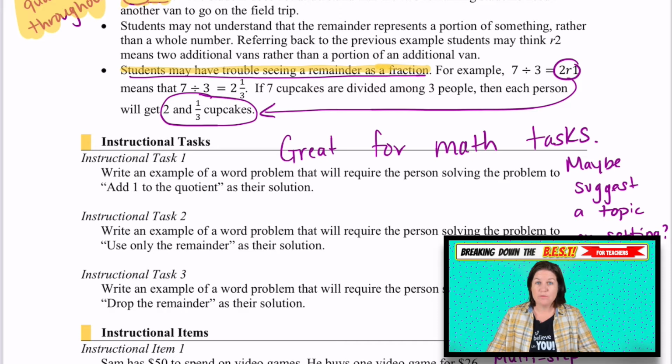Students might also have trouble seeing the remainder as a fraction. So we talked about that before with cookies, that if we had 1 cookie left over, we could split that cookie in half, and that remainder of 1 could become 1/2. Or in this case, if we're sharing 7 cupcakes among 3 people, the quotient would be 2 remainder 1, which doesn't make sense for this problem. But it could make sense to say that each person gets 2 1/3 of cupcakes.